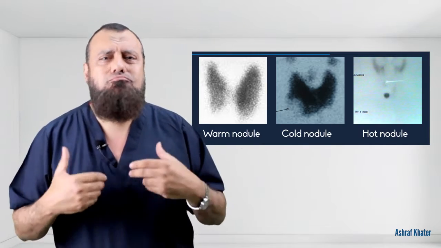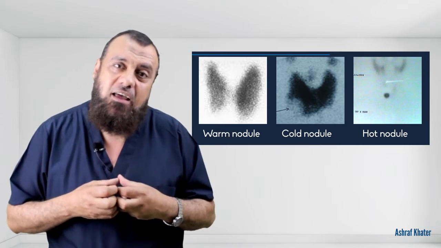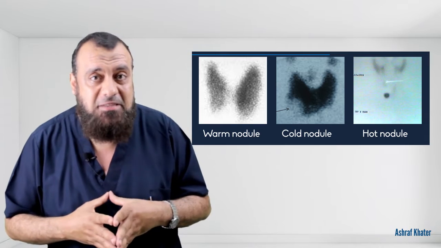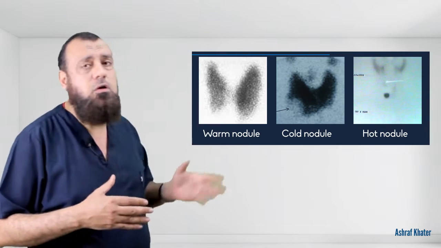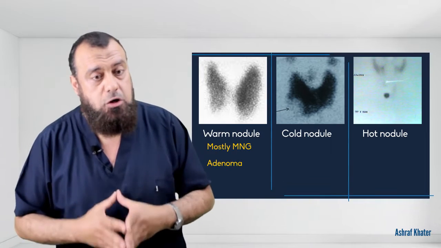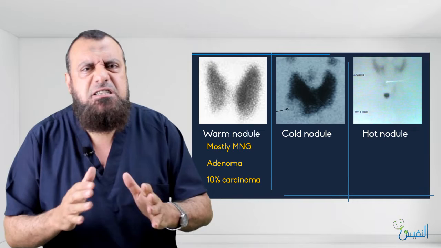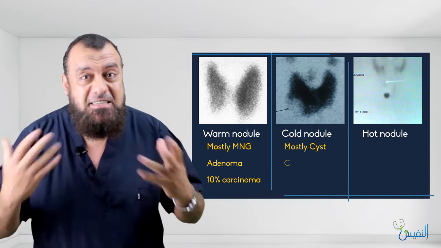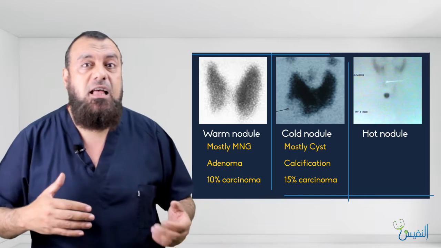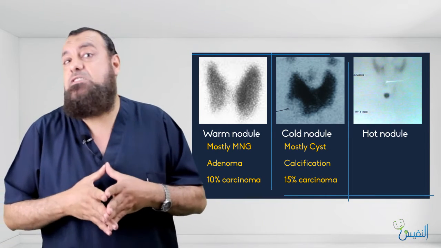Of course it is mainly a toxic nodule because it takes the dye and deprives the gland from taking it. What about the differential diagnosis of warm nodule? Usually it is multinodular goiter, but maybe adenoma, and the incidence of cancer is 10%. Then the cold nodule, it is mainly cyst or sometimes calcification, and here the cancer incidence rises to 15%.